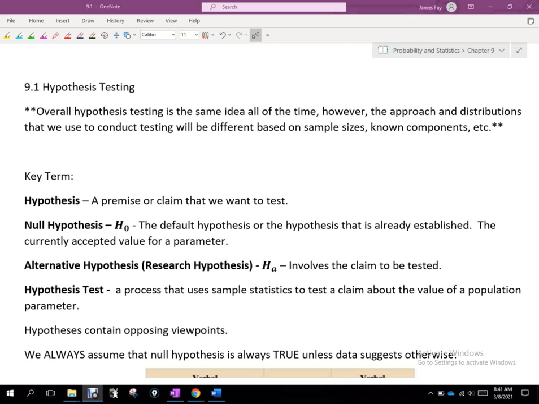A hypothesis test is a process that uses sample statistics to test a claim about the value of a population parameter. Okay, so P&G is interested in making sure that when you go to Meijer and you buy some Tide off the shelf, you can be guaranteed that you are getting the same bottle that is in front as what is behind it, right? You don't have to grab each one and decipher which is the best one here.